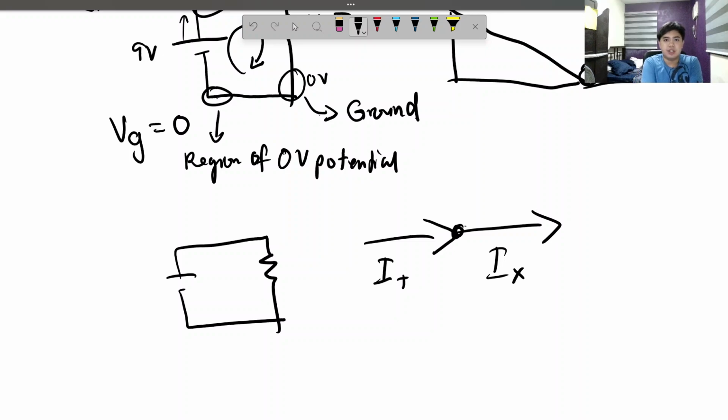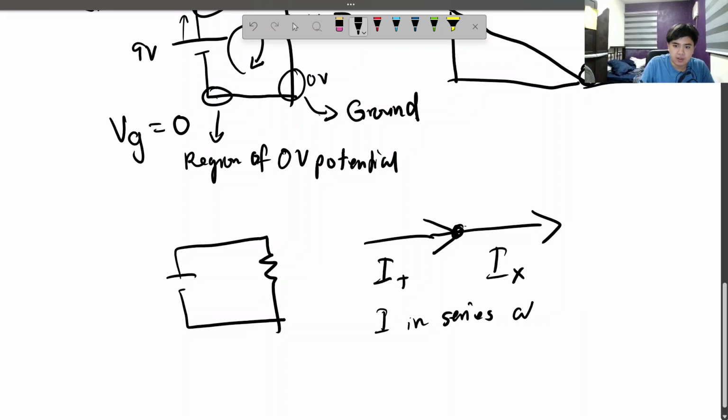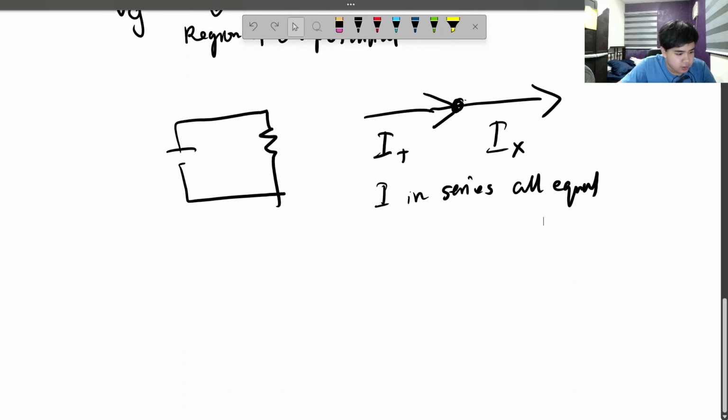In a parallel circuit, it's more complicated because there are branches, but in the series circuit, there are no branches. So whatever the current of the entire circuit is, that's the current that passes through every resistor, every source, and so on. So we can conclude that the current in series is all equal. So whatever current flows here, whatever current flows here, it's all equal to each other. So how can we use those facts?